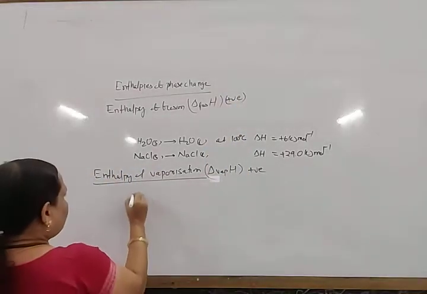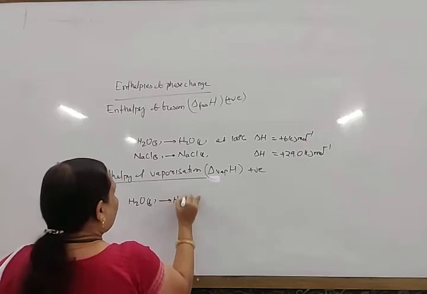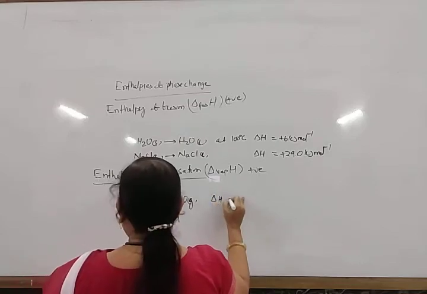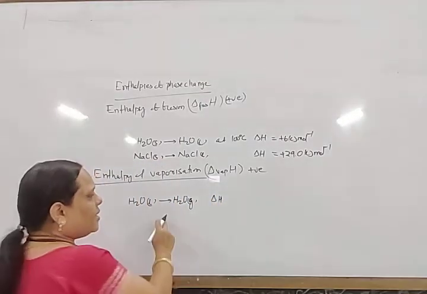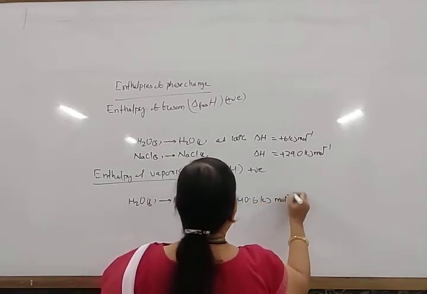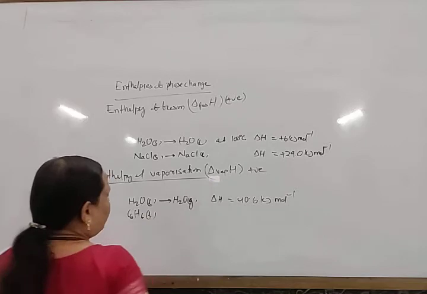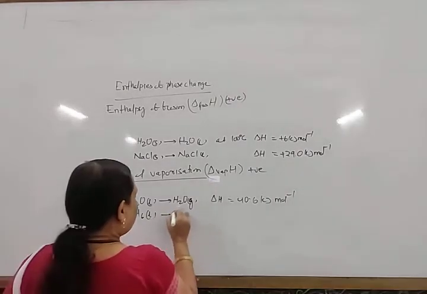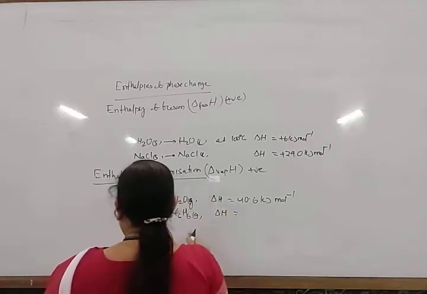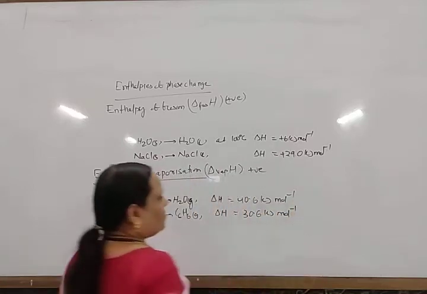For example, take H2O liquid to H2O gas. Here the del H value at its boiling point is 40.6 kilojoule per mole. Similarly, C6H6, liquid benzene, is converted to benzene in gaseous form, and at its boiling point the value is 30.6 kilojoule per mole.